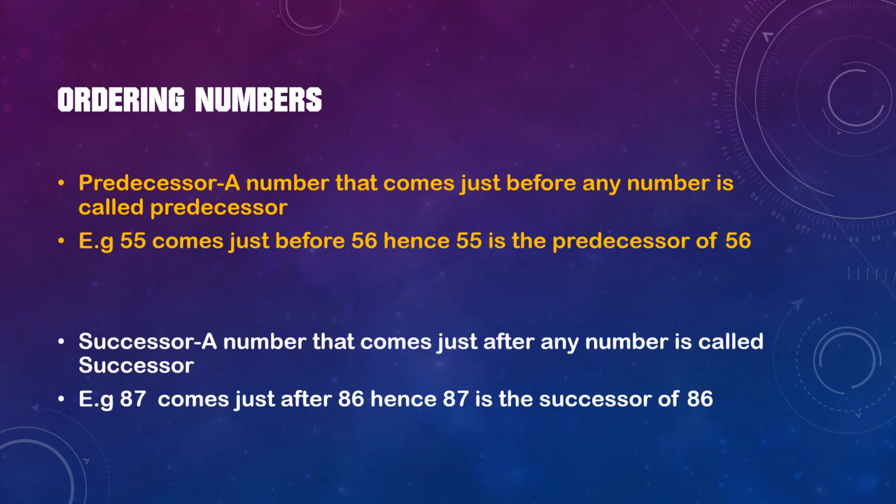And what is successor? A number that comes just after a number is called successor. Example, 87 comes just after 86, hence 87 is the successor of 86.